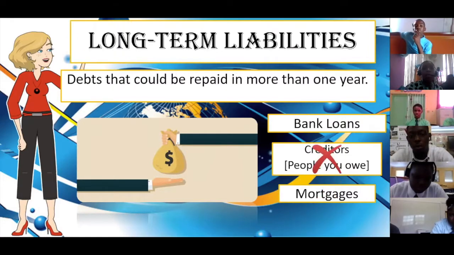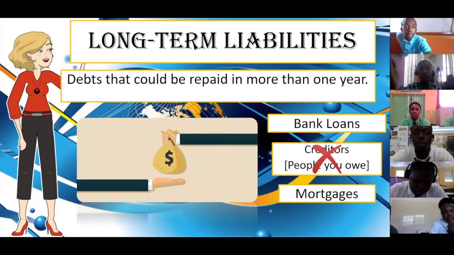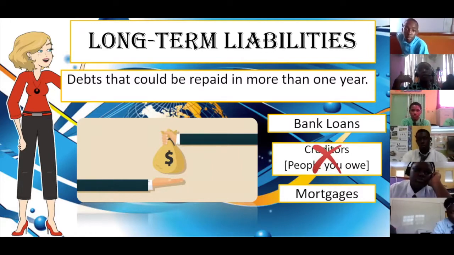Then you have your long-term liabilities. These take longer to pay off, like your mortgages. So they would be anywhere from over a year up to 50 years, or 60 years, whatever it could be. Long-term means it takes a longer term to pay off. Examples are bank loans, long-term bank loans, and your mortgages. All of those would come under long-term liabilities.